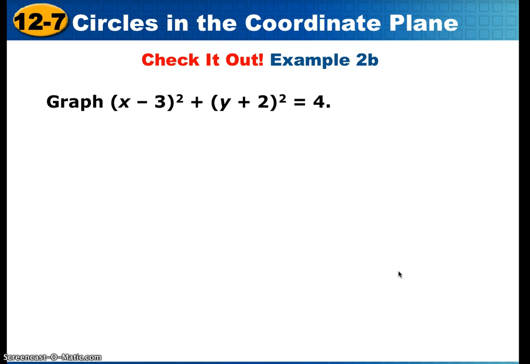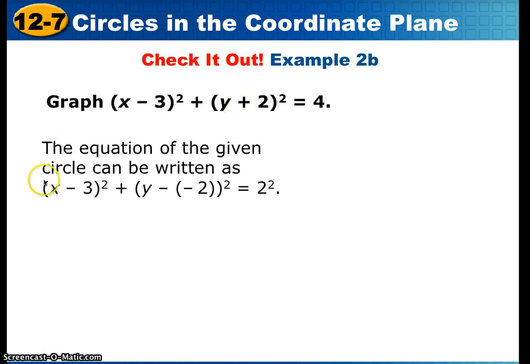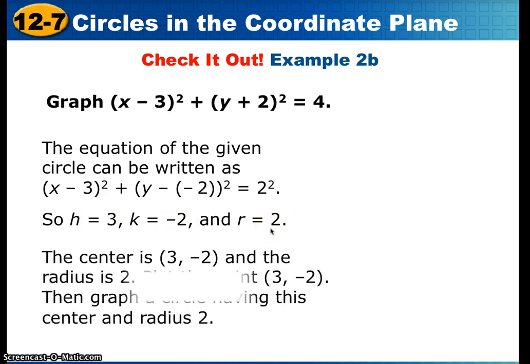Okay, so let's try that one more time. What would the center of this circle be? Well, the center is going to be opposite of the -3 and opposite of the 2. So the center is going to be (+3, -2). Let's rewrite this equation so it has a negative here, so you can see that it's going to be a -2. If we rewrite this equation, we can change this positive to minus a negative. And 4 is 2 squared. So that means that our h is 3 and our k is -2 and the radius is 2.